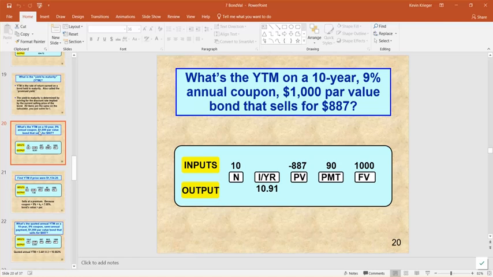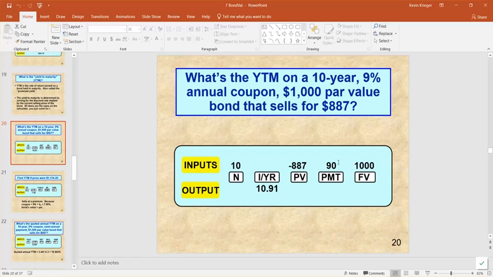What if you have a 10-year 9% coupon bond with a $1,000 par value? And here's the wrinkle. This time I'm telling you what it sells for. I'm giving you the present value. Well, the challenge when you're given the present value is you've got to remember, present value takes one sign, payment and future value take the other. So in this case, you have a negative for your PV, positive for payment and future value.